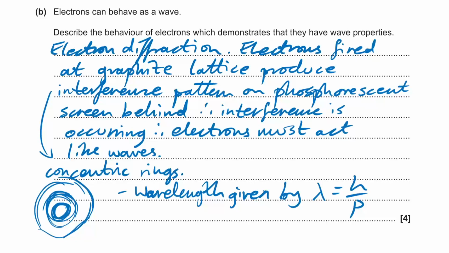Mark scheme gives a couple of extra things, just like classic diffraction stuff. We have the most diffraction when the wavelength is comparable to the size of the gap, or the size of the object that they're diffracting around.